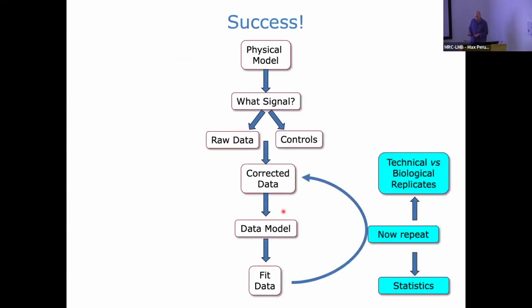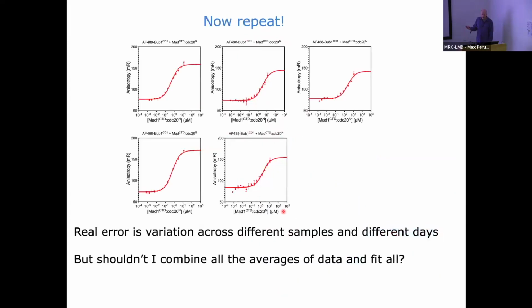Okay, so everything is all nice. You just repeat, repeat, repeat. So let's think about biological versus technical replicates. Okay, so this would be both a biological and a technical replicate of the fluorescence polarization data, and you can see that it's all pretty much over different days, different samples. It's all pretty good.